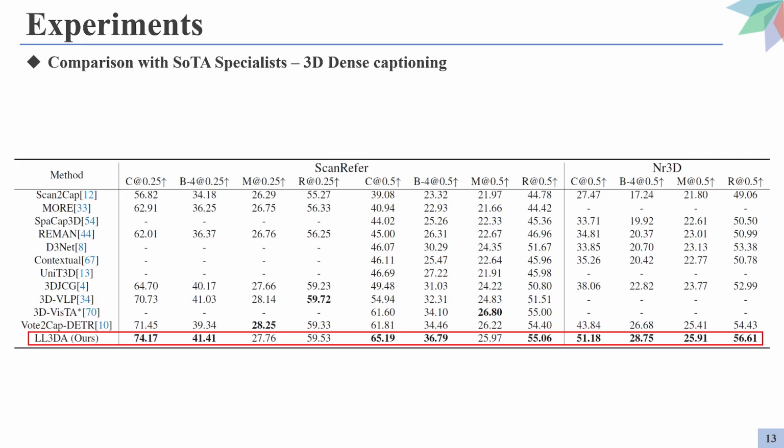The first experiment compares their method with state-of-the-art specialist models on 3D dense captioning. In the results table, the number shown to the right of the @ symbol represents the threshold for how closely the generated bounding box matches the ground truth box. If the correspondence falls below the threshold, the model receives a score of 0. We can see that across almost all cases, their method achieves the highest scores.